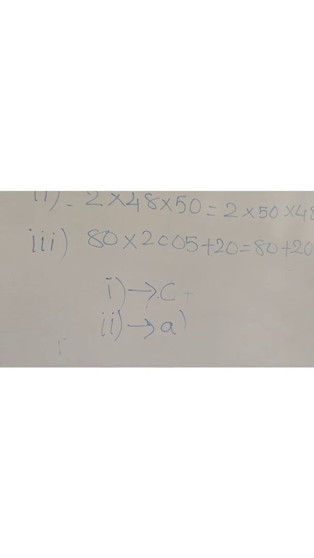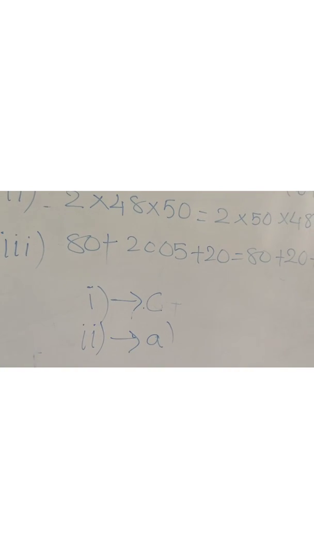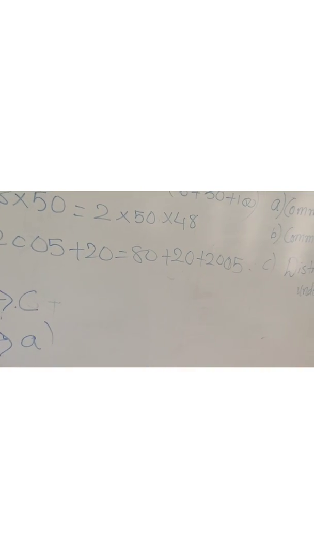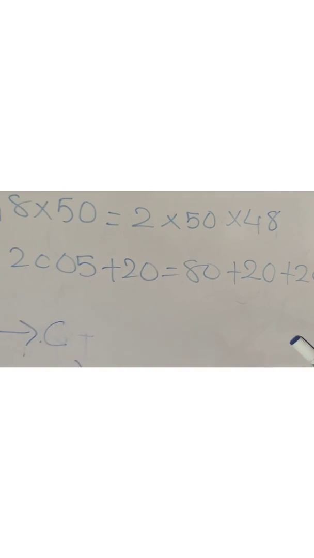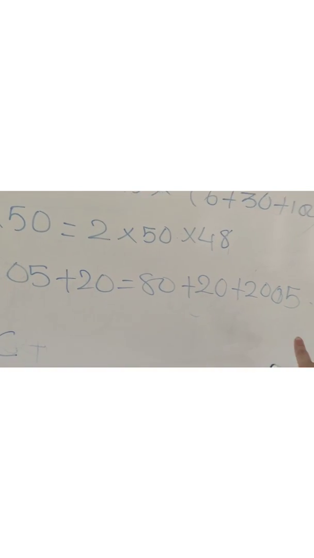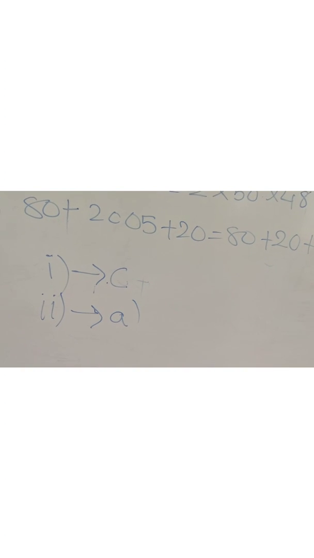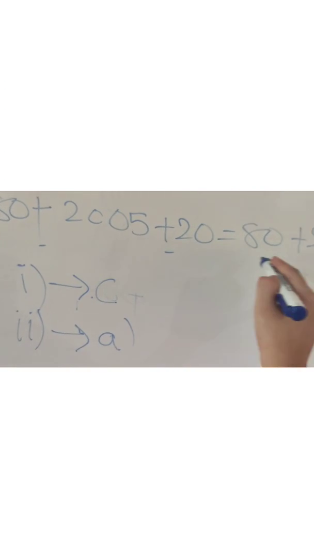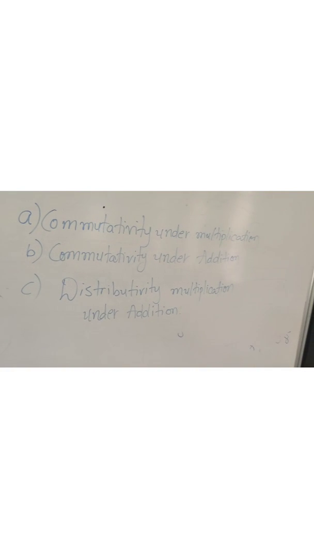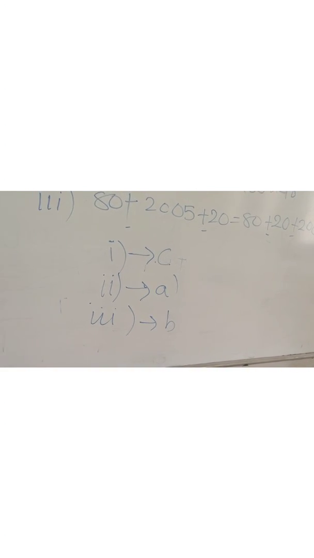Then third. So here in third one, 80 plus 20 plus 05 equals 80 plus 20 plus 05. Here all the numbers are same. 80, 80, 2005, 2005, 20, 20. Numbers are same, but what have they changed? They have changed their order. And here is a sign of addition. So which property is that? Commutativity under addition. So answer of third will be B. Understood? Now in next session we will start 5 and 6.